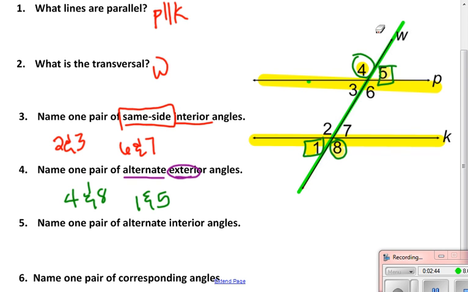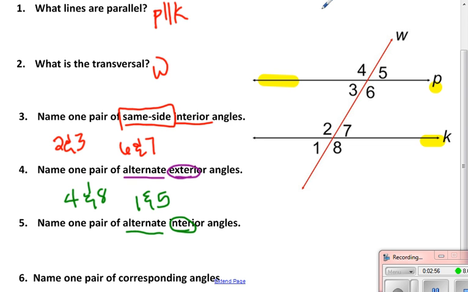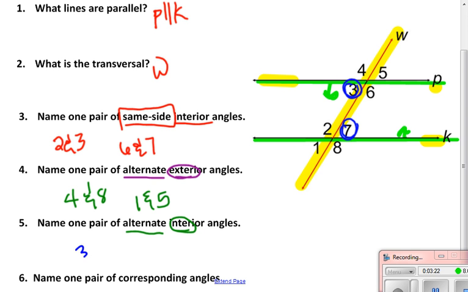So let's think about this next group. Get all of our markings erased here so we can pay attention to what we need to. Now we are looking for alternate interior. We are still going to be on opposite sides of this transversal, alternate, but this time we want to be inside of our parallel lines, on the inside of them. So when you think about what our choices are there, clearly opposite inside are 3 and 7, and 6 and 2.